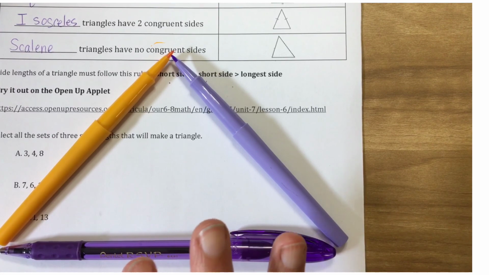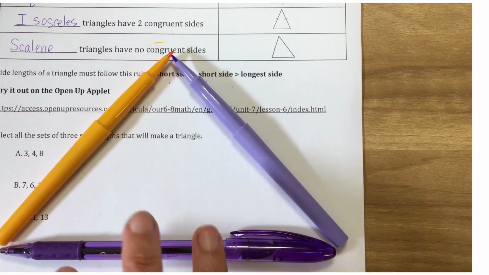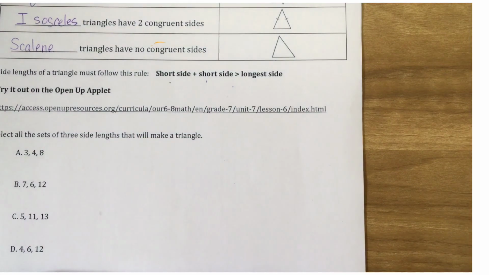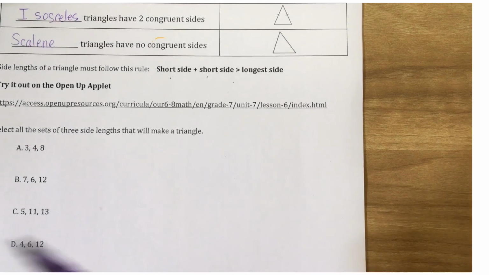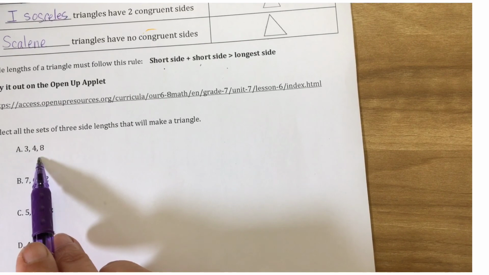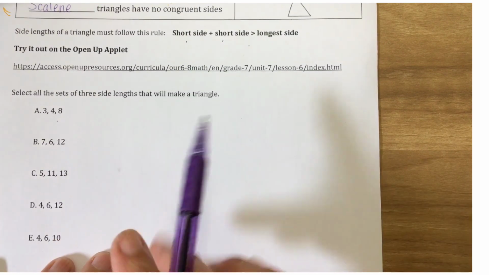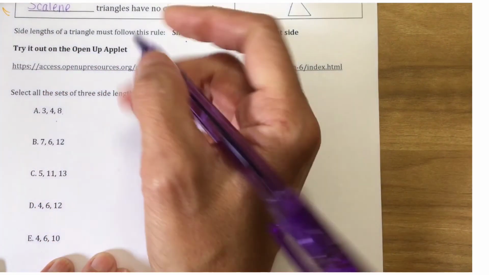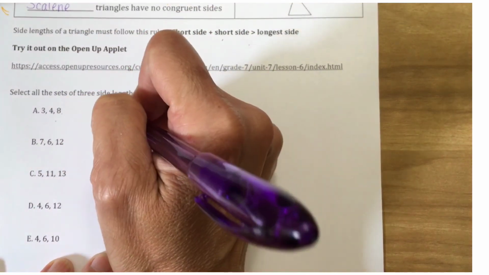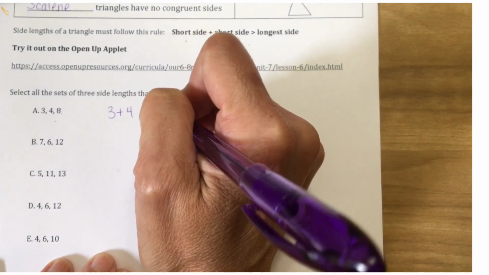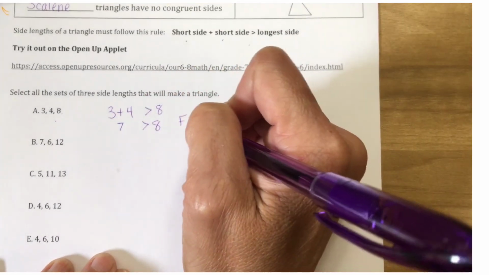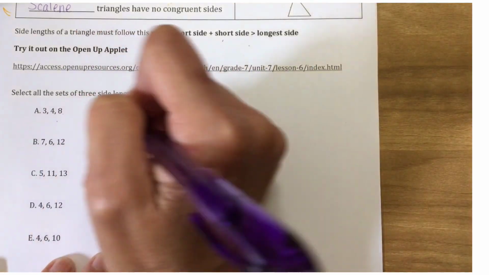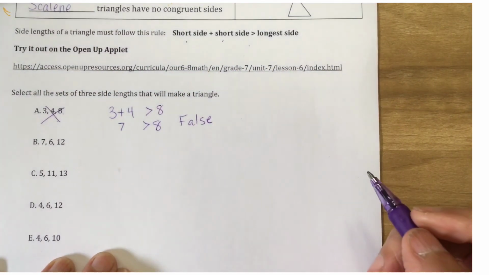So when we're looking at this rule, this is what we're actually using as our reasoning. And again, you can go right there and you can try it out yourself with lots of different side lengths. And I think you can even create your own. So let's take a look at A. So we have 3, 4, and 8. So 8 is the long side. We're going to take 3 plus 4. Is that greater than 8? Well, 3 plus 4 is 7. Is that greater than 8? Well, this is a false statement, so it doesn't work.